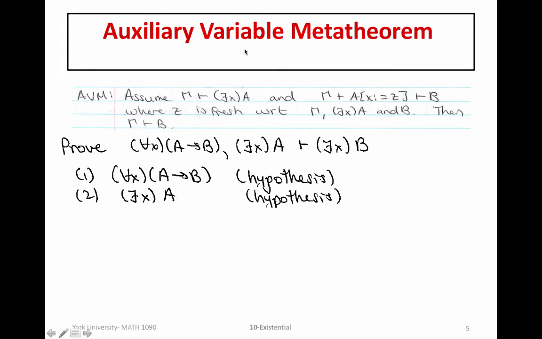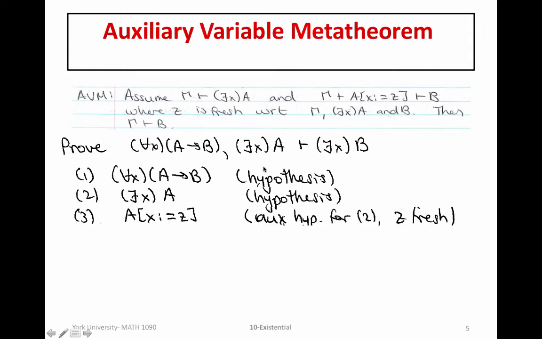Now we want to apply the auxiliary variable metatheorem, right? We want to remove this existential quantifier. The auxiliary variable metatheorem says that if this appears in our proof, let's add in our auxiliary hypothesis. So we're simply going to add in this auxiliary hypothesis. We have to cite that we have an existential quantifier occurring with this particular formula in our proof, and this is the one that acts as our auxiliary hypothesis.